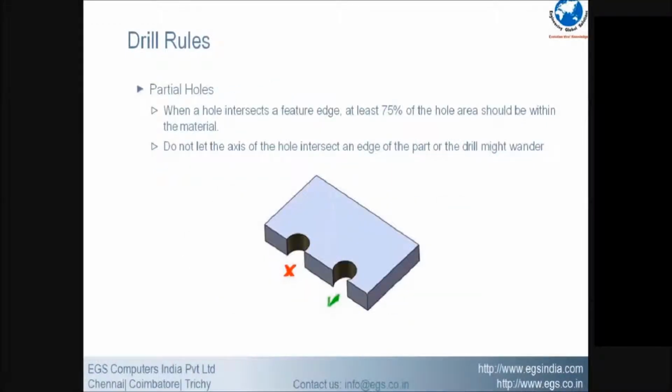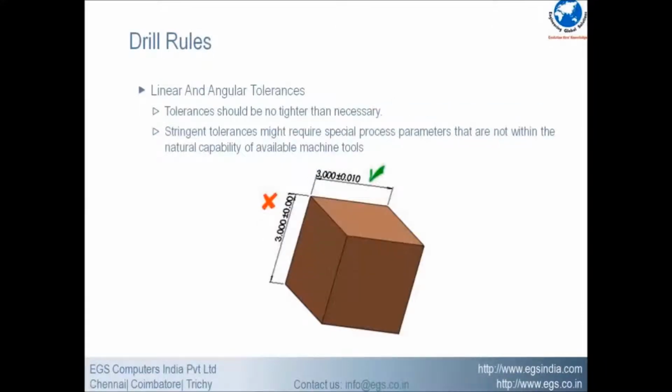Partial holes. When a hole intersects a feature edge, at least 75% of the hole area should be within the material. Do not let the axis of the hole intersect an edge of the part or the drill might wander. Linear and angular tolerance checks. Tolerance should not be tighter than necessary. Stringent tolerance might require special process parameters that are not within the natural capability of available machine tools.